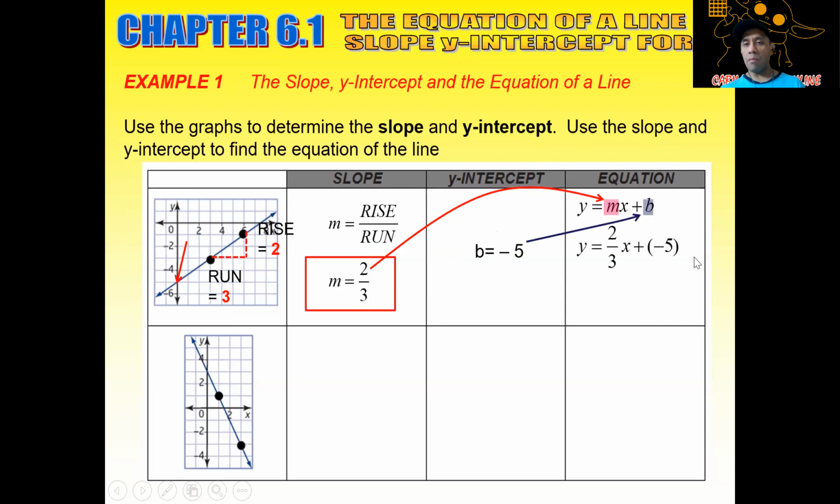But don't forget that anytime you have two signs side by side, you always have to use the laws of integers in order to change it. Since we have a positive and a negative side by side, that will change itself to a negative.